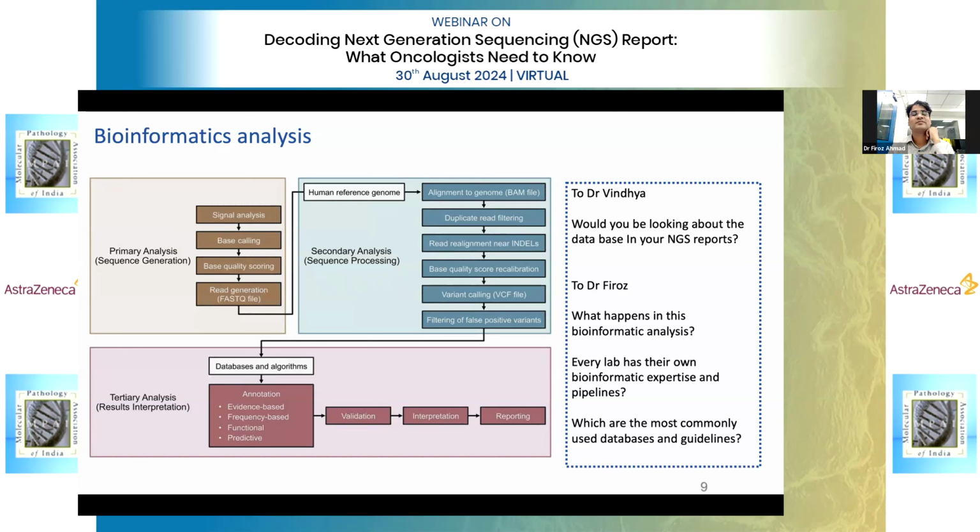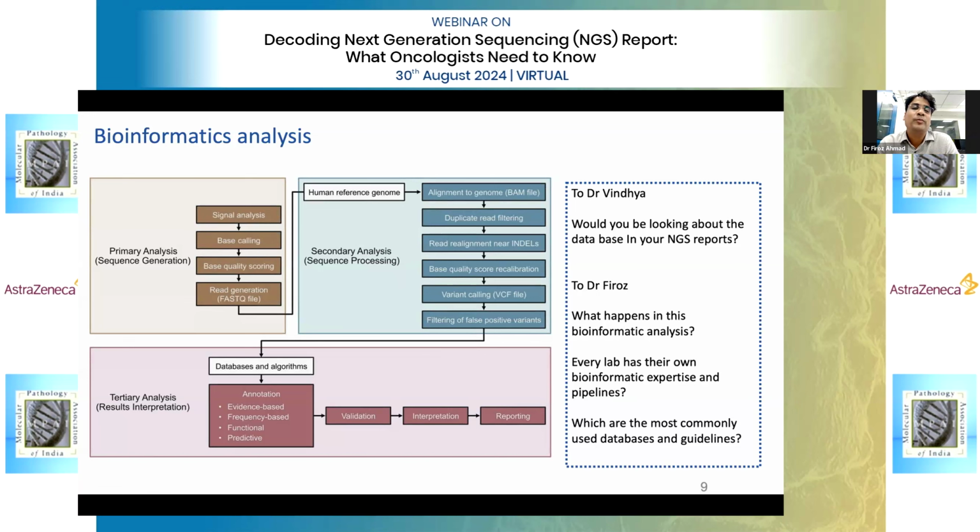So, Dr. Feroz, so far whatever you told me was histopathologist, fragmentation, amplification, library, then BCL, FASTQ file. Now, where does the bioinformatician come into this? And does every lab have a bioinformatician? And can we do away with them? Or should we do away with them?